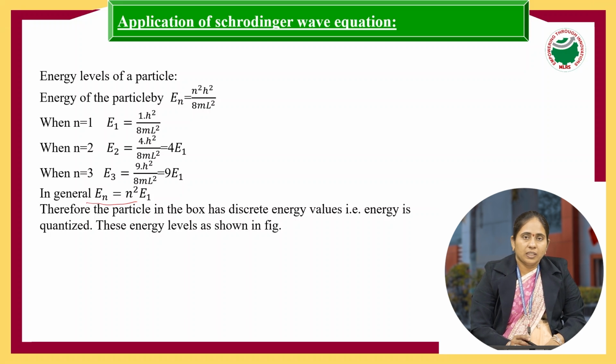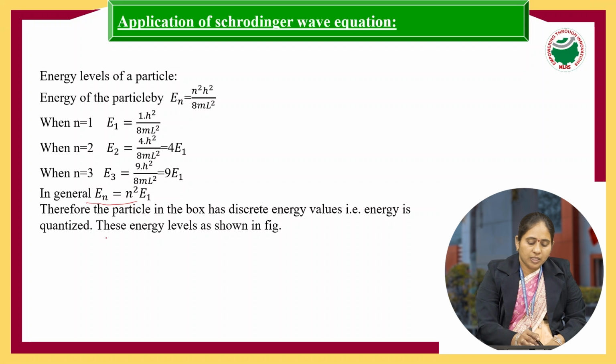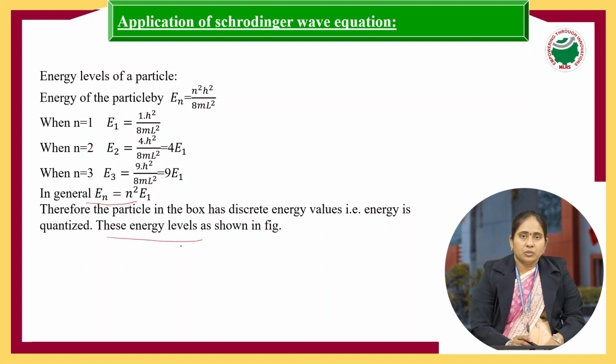Therefore, for the particle in the potential box, the energy is discrete but not continuous, meaning it has only certain values but not all the values. So these are the energy levels as shown in the figure. So what is the conclusion from quantum mechanics? That the energy is absorbed or gained in the form of discrete amounts but not in the form of continuous. So it will exhibit only discrete energy, not continuous. That is the conclusion of quantum mechanics.